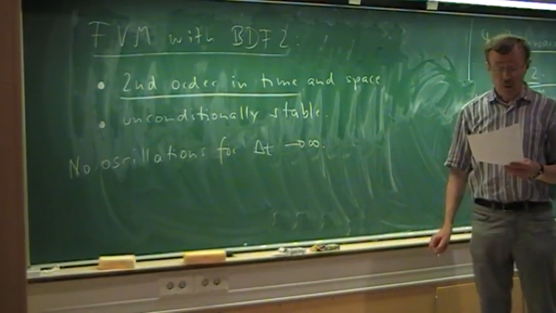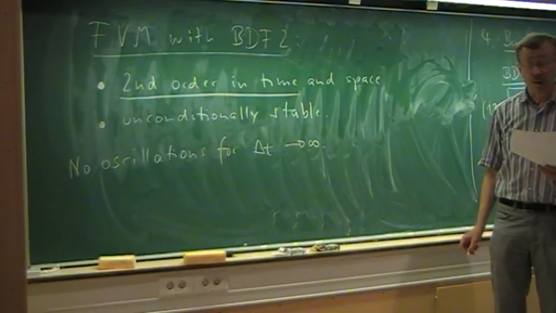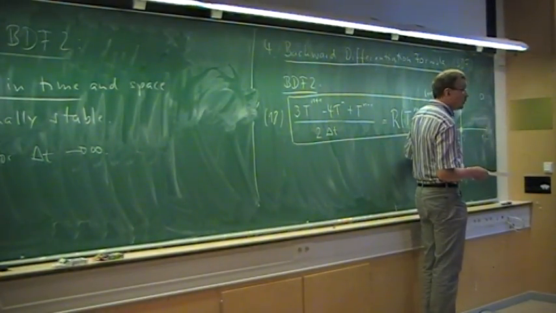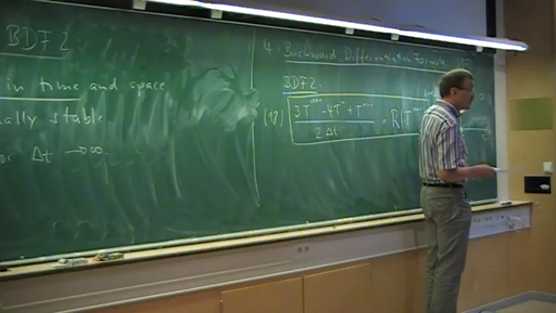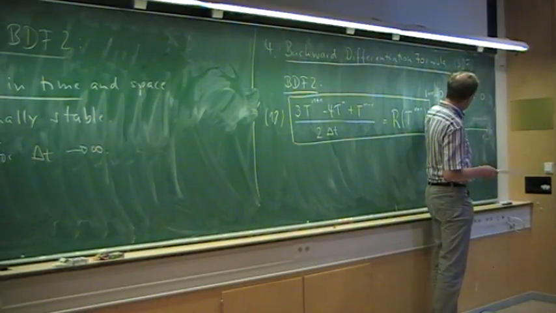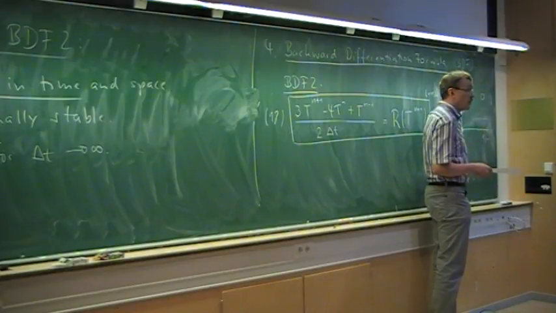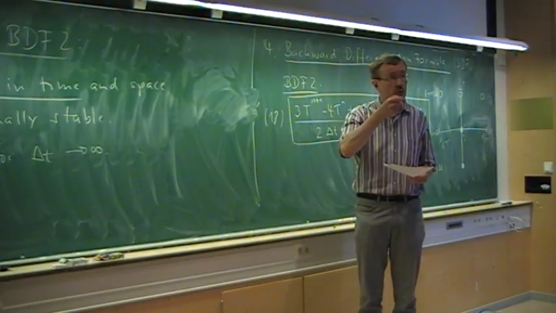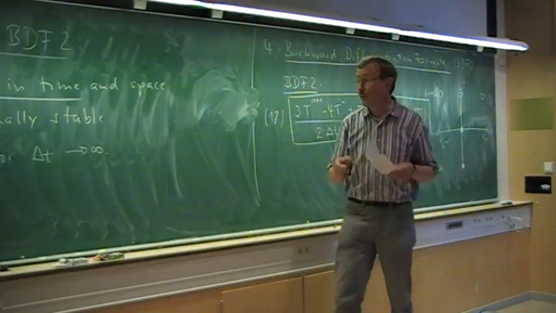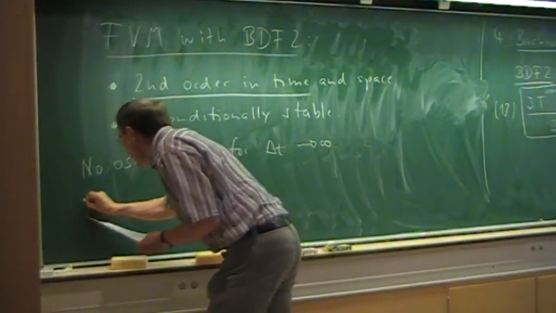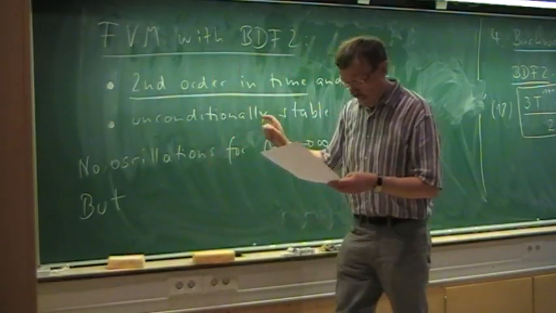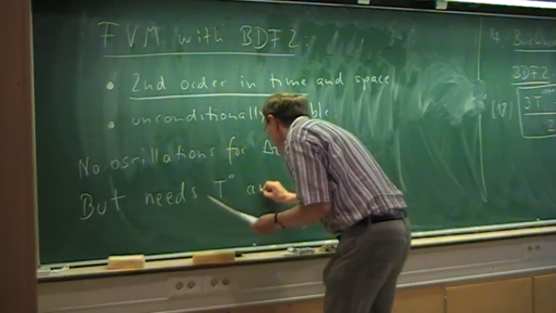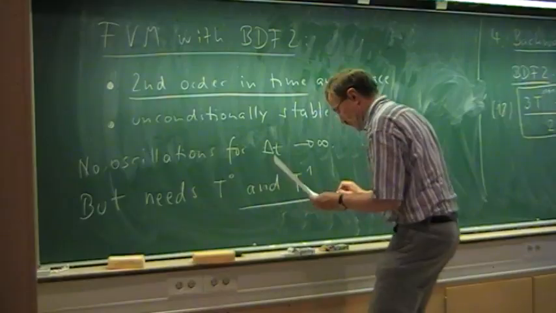But it has a disadvantage to start. We cannot start it immediately. When we start from n equal to 0, we need first to advance one time step, because when we want to compute T2, it needs T1 and T0. So we need to first compute the solution at the first time level with another method. We cannot use BDF2 for that. It's a so-called multi-step method, this BDF, but needs T0 and T1 to start.